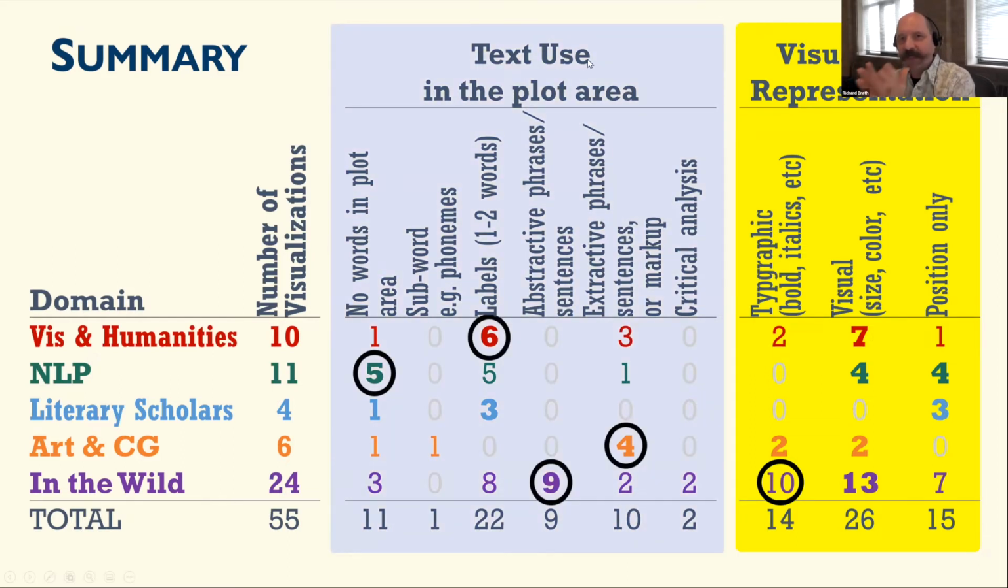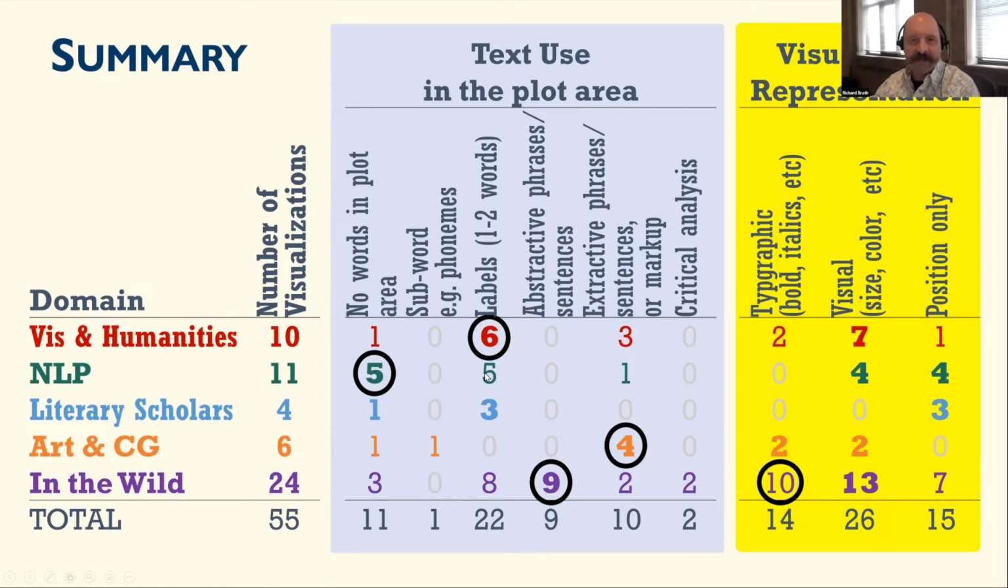What amount of text do they use in their visualizations? For example, some groups use not a lot of text at all. In fact, a number of those visualizations from the natural language processing community have no words in the main plot area at all. It's just the lines showing the emotions in the plot area, and everything's shifted out to legends and labels.